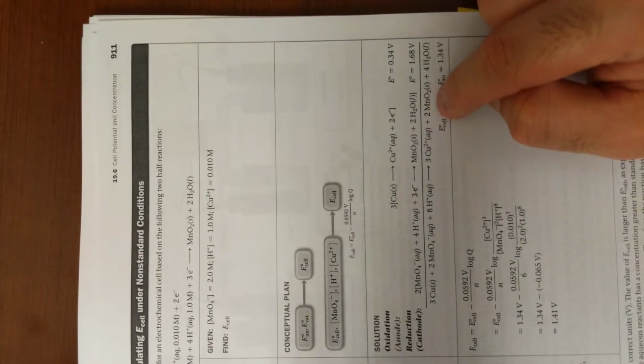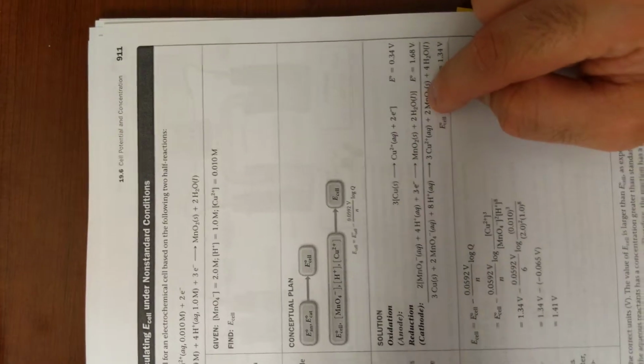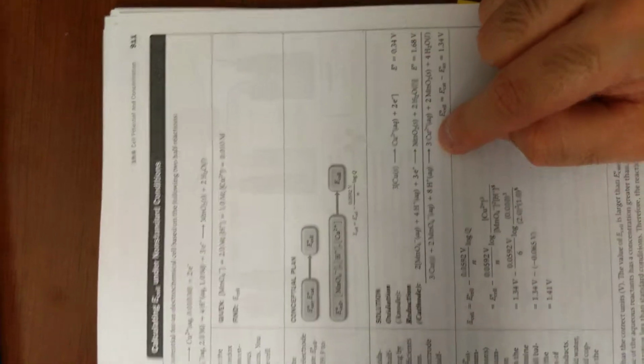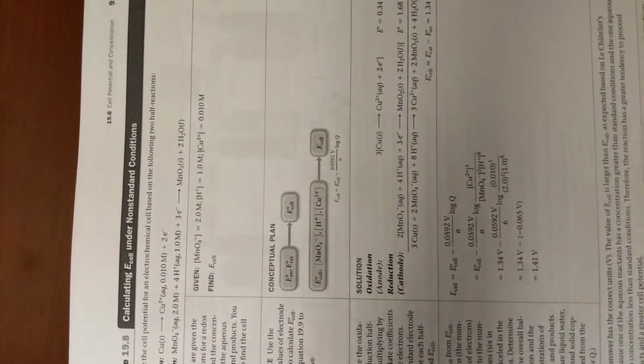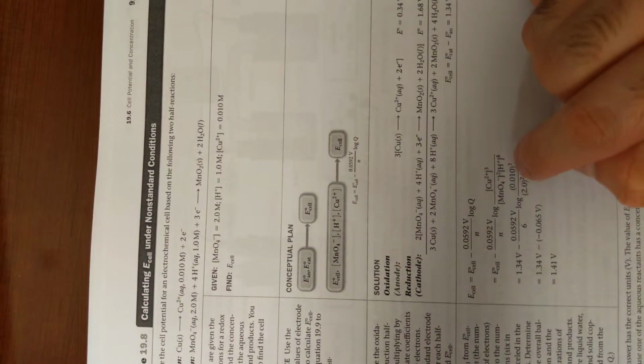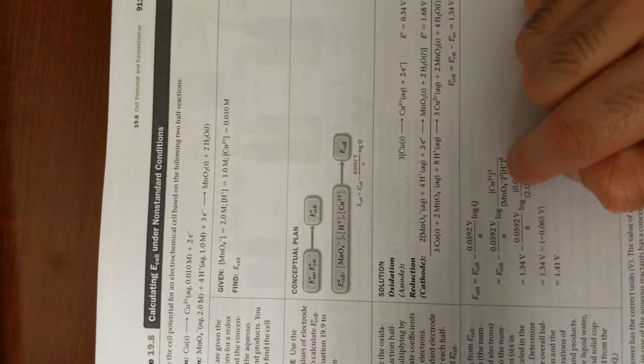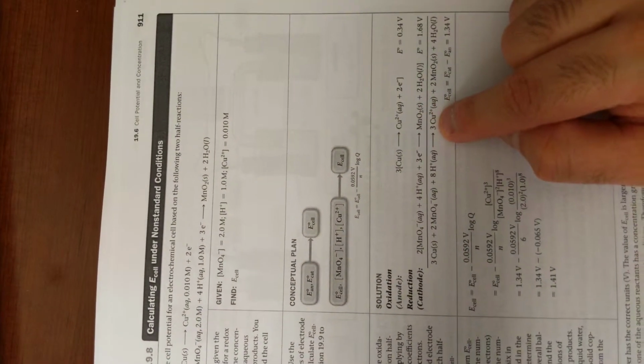Now, there's only one thing in my product that I could put in the Q, and that is the copper 2+. And remember, copper 2+ had a concentration of 0.01 molar, and that's what I'm going to be putting into the balanced chemical equation. And then I cube it because of the coefficient.